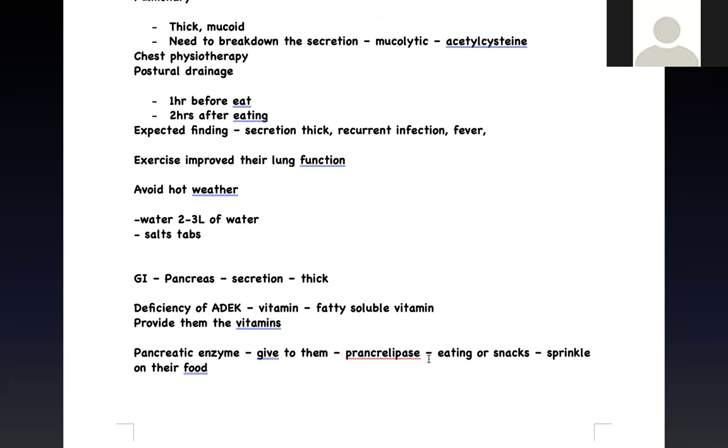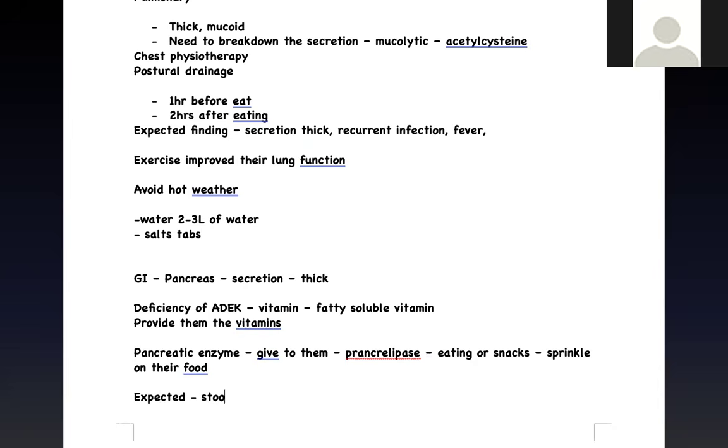Remember the same thing: give them salt tabs. Make sure they're drinking a lot of water to help with that. There is a specific GI finding that is expected, which they will try to trap you with.